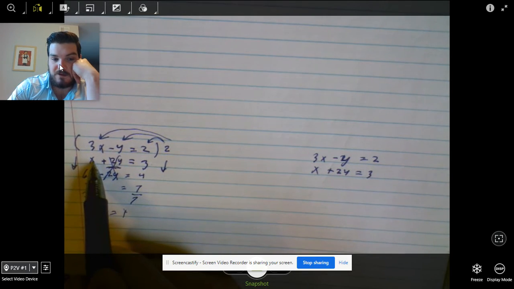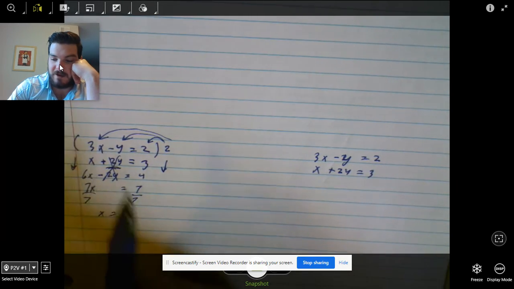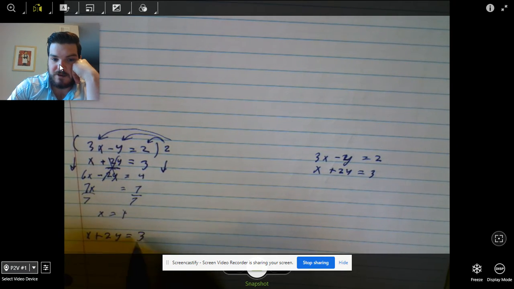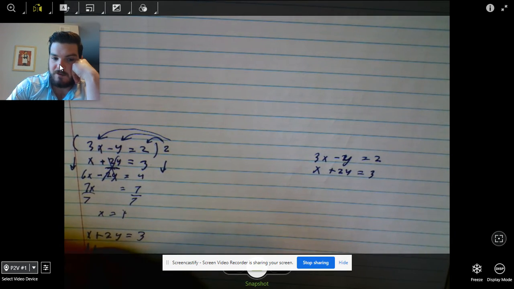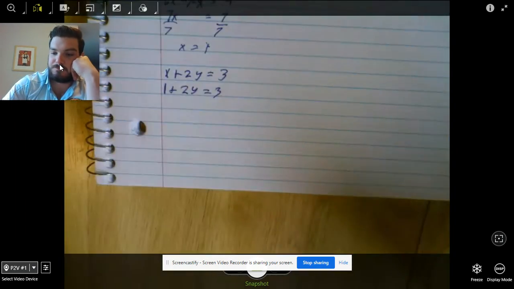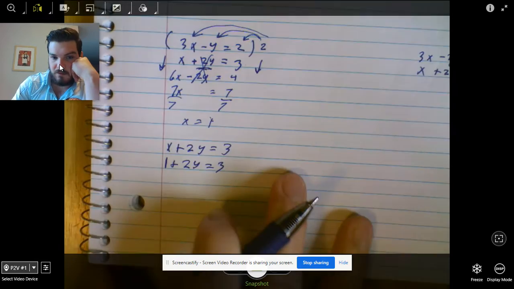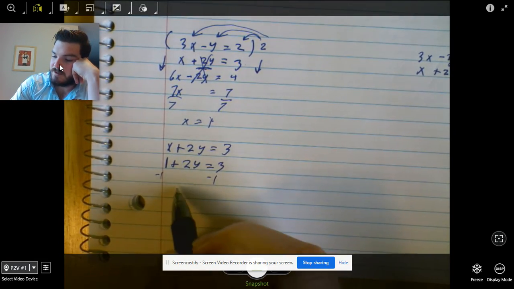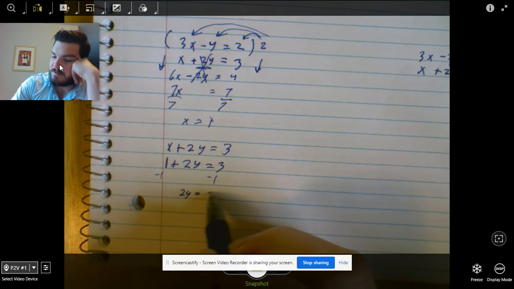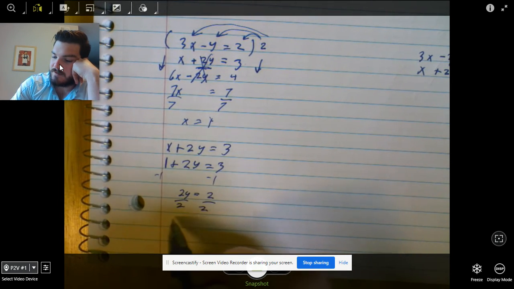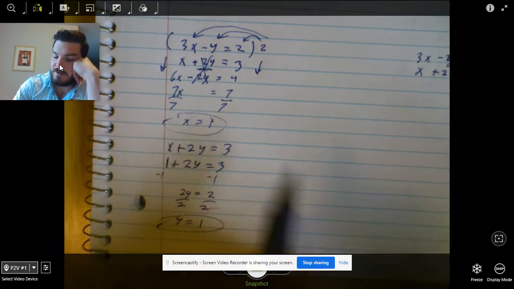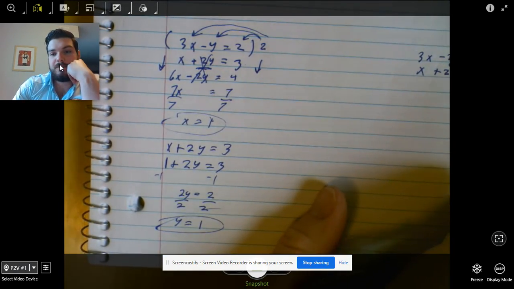I think this second equation is a lot easier to look at because I don't have to multiply anything. So I'm going to do x plus 2y equals 3. Well, x is 1, so 1 plus 2y equals 3. And then subtract my 1, subtract 1. 2y is equal to 2. Divide by 2, divide by 2. y equals 1.